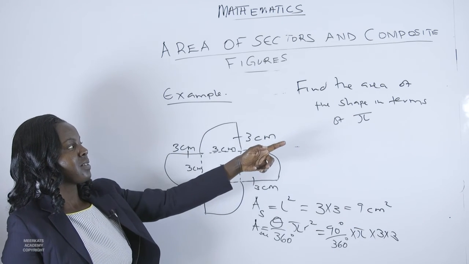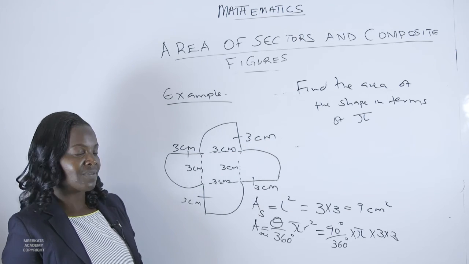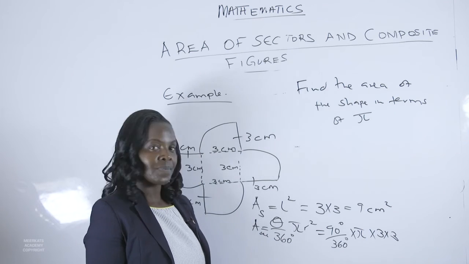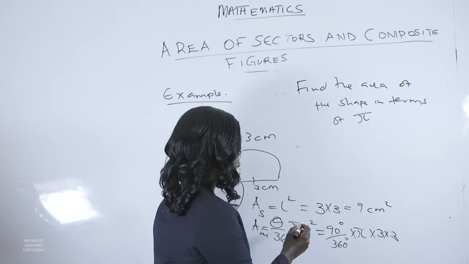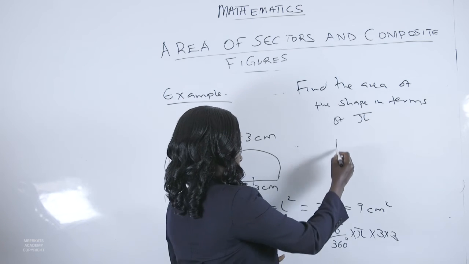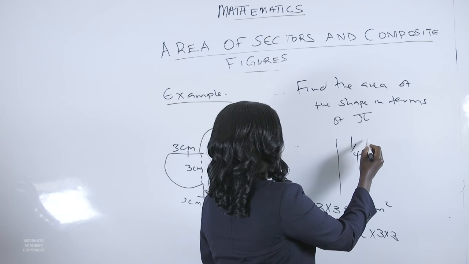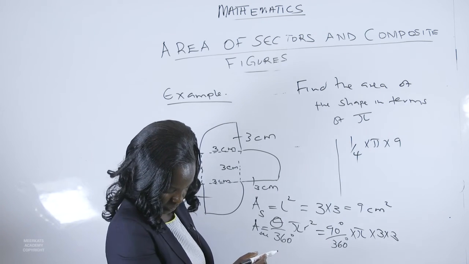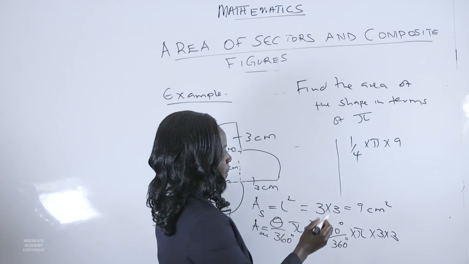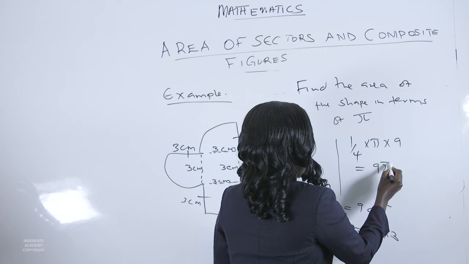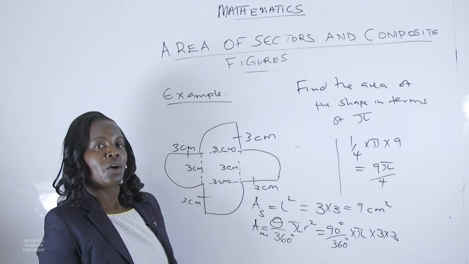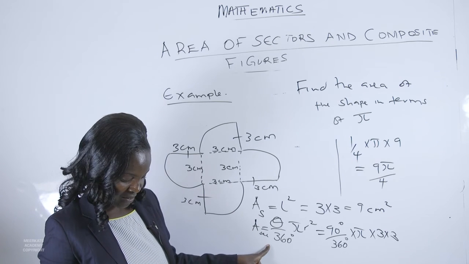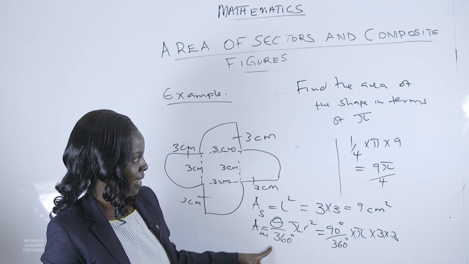Remember, we are told to find the area in terms of pi. That means we will not substitute pi. We will just leave it at that. So 90 divided by 360, you realize it is a quarter. The area of one sector is 9 over 4 pi. 9 over 4 pi.